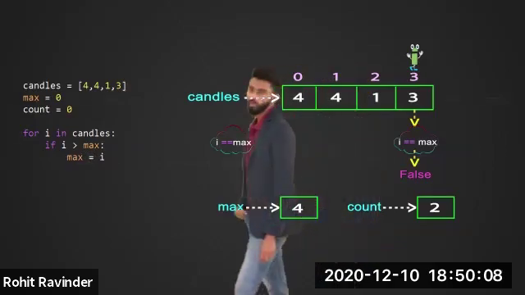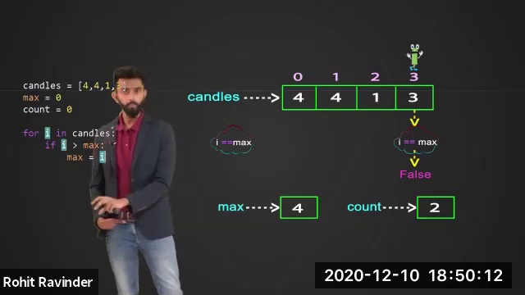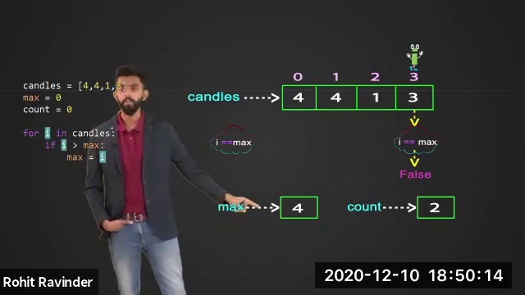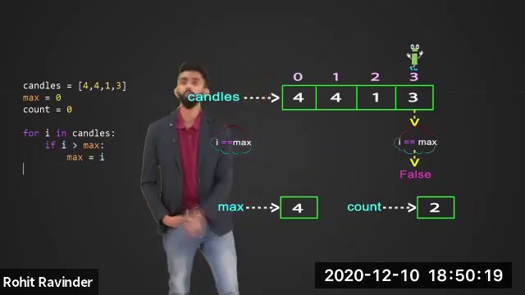Any confusion till this point of time? Next, what you might ask. Now, once I come out of this loop, I would have got max. Now I need to know how many max values are there. Count I need. One more loop I will put.